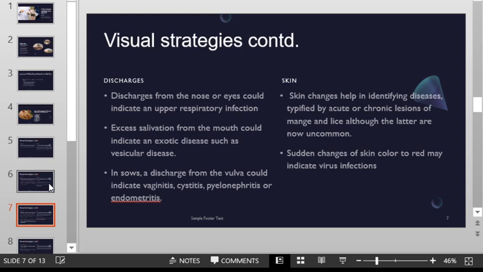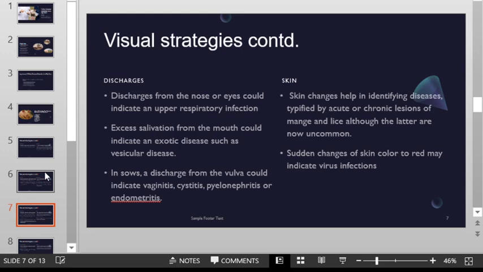Excess is underlined because for boars, when they are stimulated by the presence of a gilt or sow, they usually salivate. But then, if the animal is just on its own, there's no external stimuli, and then the animal is salivating from the mouth, it is a sign that there's something wrong with the animal. Alright, so you actually want to get vet attention to determine exactly what is wrong with the animal and the kind of treatment needed.